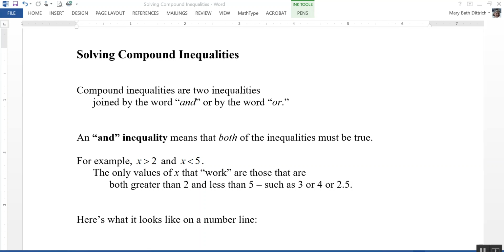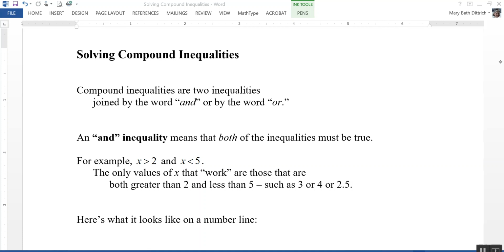This video is on solving compound inequalities. Compound inequalities are two inequalities that are joined by the word and or by the word or. An and inequality means that both of the inequalities must be true.